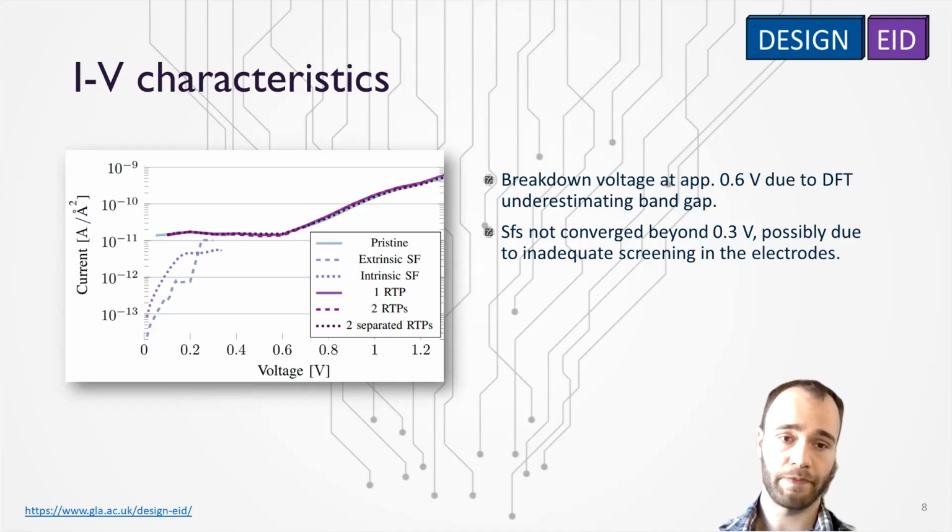especially for low voltages. Interestingly, the intrinsic SF starts to damp out current more around 0.2 volts, but they are both approaching all the other systems when the voltage is high enough that the potential barriers can be overcome. While we couldn't actually converge the results beyond 0.3 volts, despite our greatest efforts, we expect that they would reach the RTP systems, especially around the breakdown voltage, which in this simulation was found to be 0.6 volt.